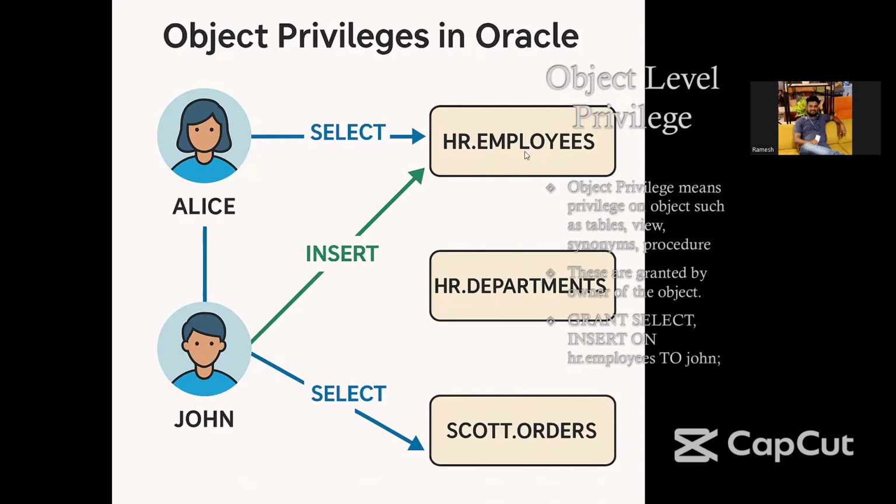But he can select from the orders table under the Scott user. So he can do the select on this table. But Alice has only one privilege. So this user can only select the data from the HR schema employee table. So this is the privilege, I mean these are object level privileges. Got my point?